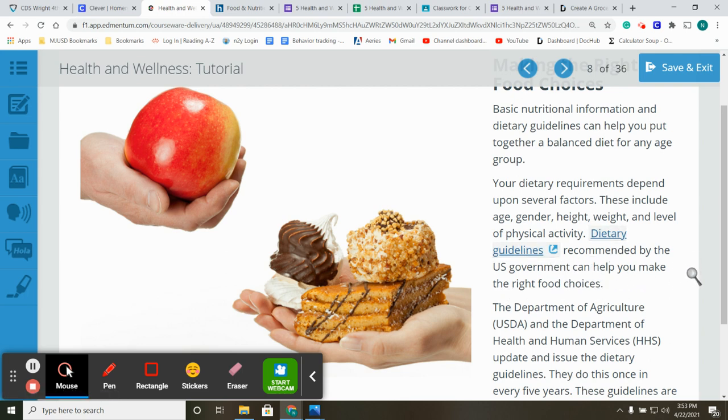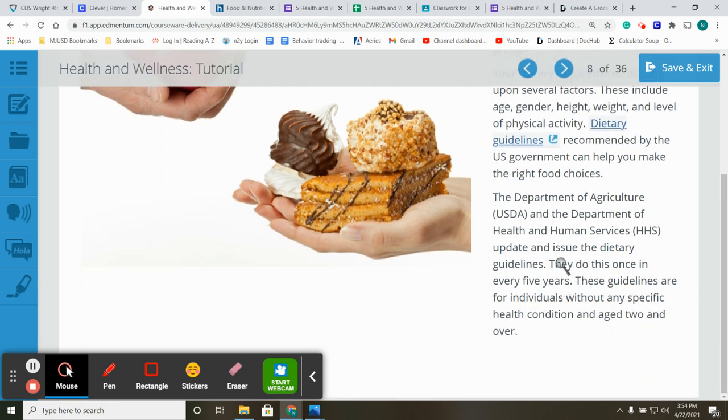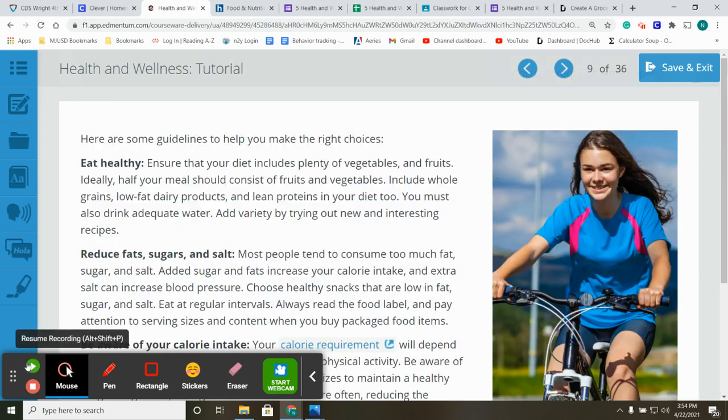Dietary guidelines recommended by the Department of Agriculture, aka the USDA, and the Department of Health and Human Services, HHS, update and issue the dietary guidelines. They do this once every 5 years. These guidelines are for individuals without any specific health condition and age 2 and over.